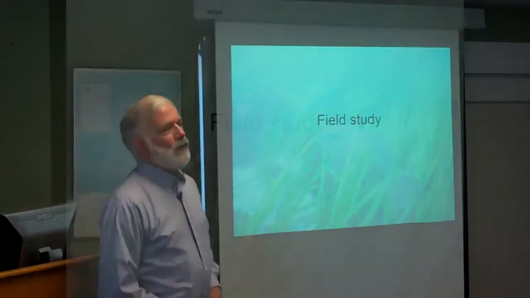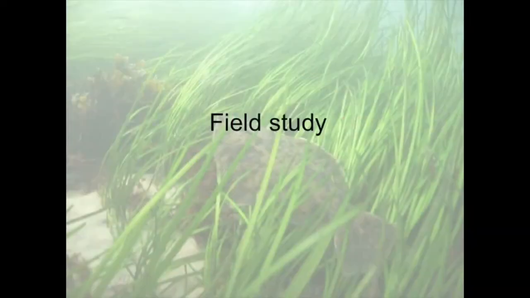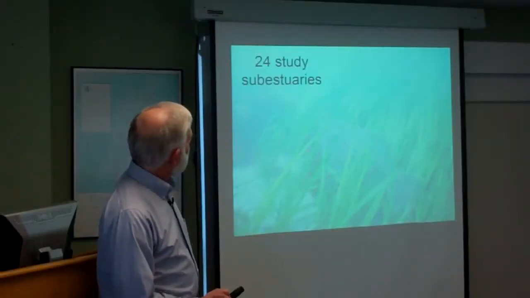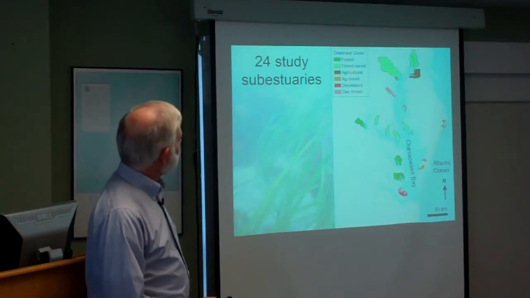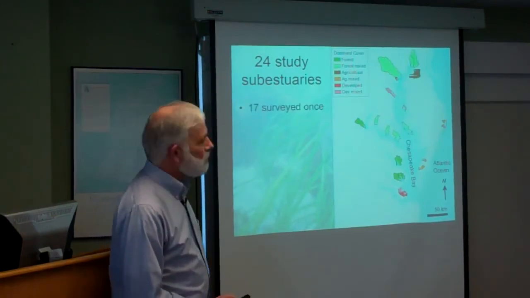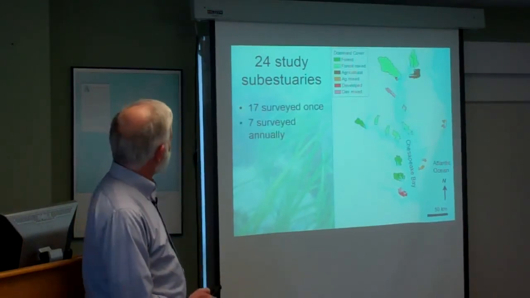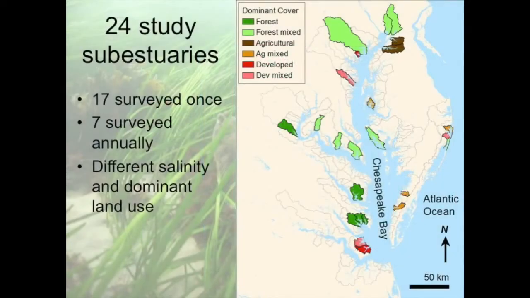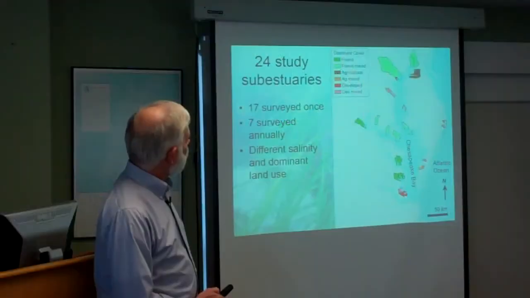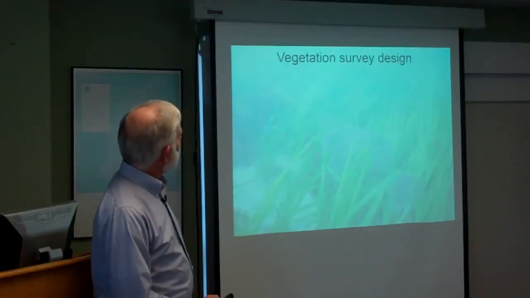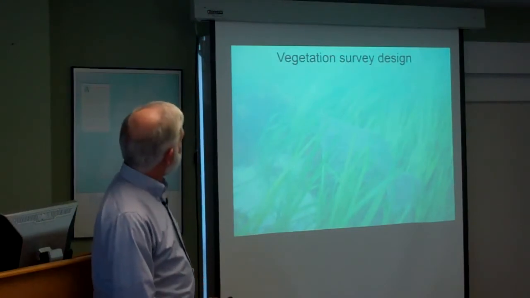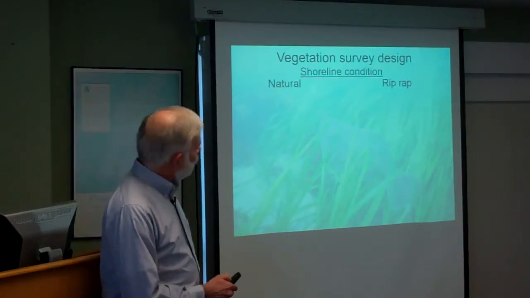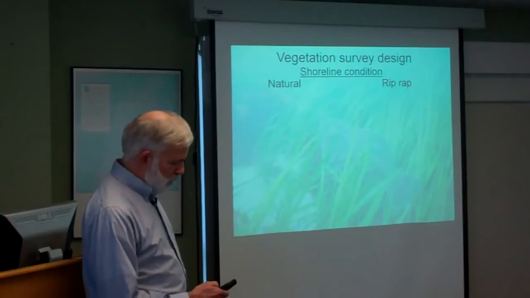So the next thing I want to talk about is the field study, where we actually measured SAV in 24 study subestuaries. 17 of these were surveyed once, and 7 of them were surveyed repeatedly every year. Again, they were arranged in different dominant land use and salinity zones. The field survey was designed like this. We're interested in contrasting natural and riprapped shorelines.